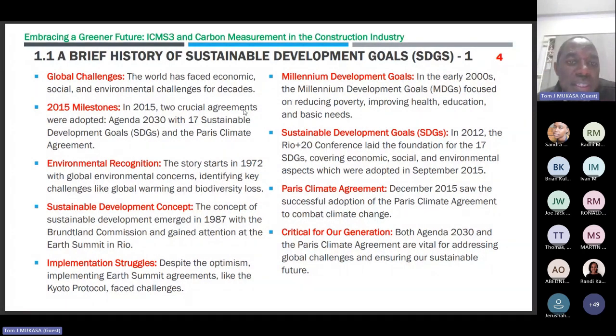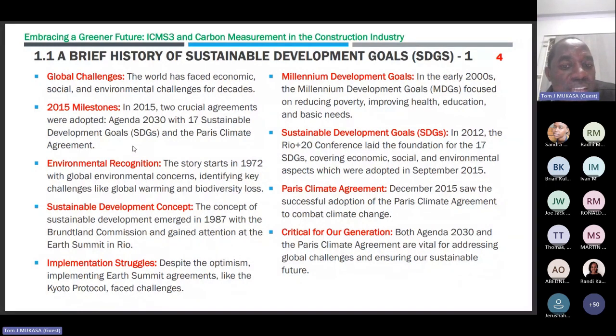So where do we start from? It's a global challenge right now, and it is coming out of our very many activities, economic, social, environmental challenges. So what has been happening is that we've been setting targets, and the key targets I can pick here are the 2015 milestones we set. That is the Agenda 2030 of the 17 SDGs, and then the Paris Climate Agreement. They all came out in 2015.